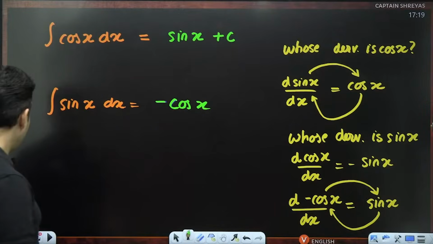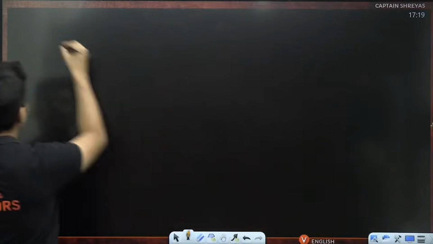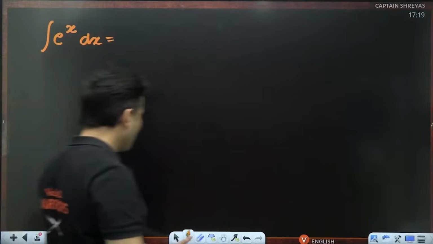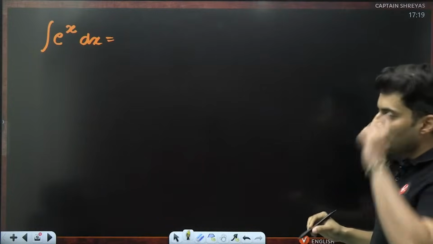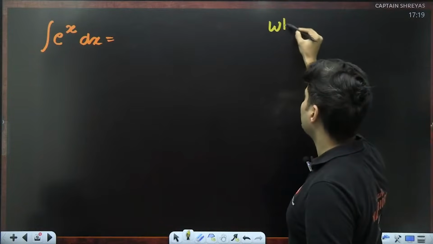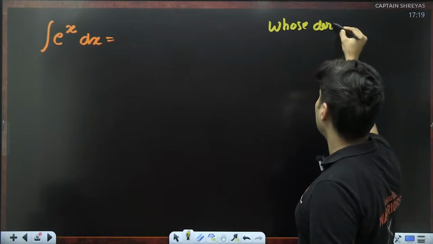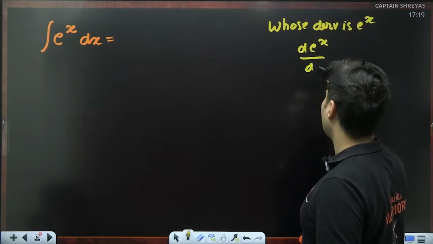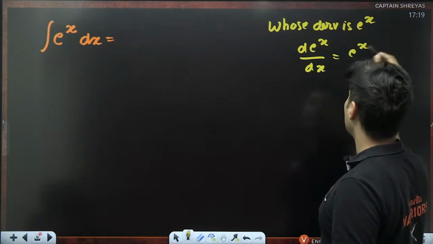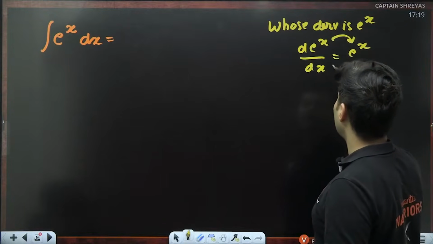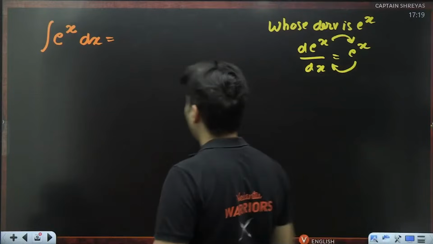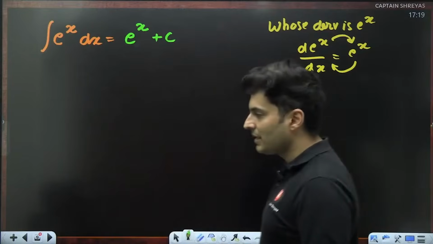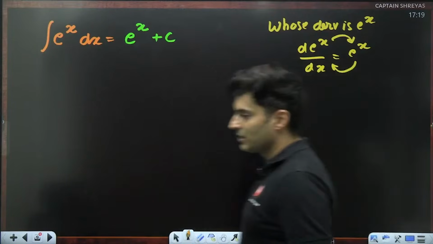Excellent. Similarly, my dear students, if I ask you what is the integration of e raised to x dx, you will think whose derivative is e raised to x. Well, e raised to x's derivative with respect to x is again e raised to x. So if the derivative is e raised to x, the integration will also be e raised to x only. Hence the answer will be e raised to x plus c. Everybody understood till this point?